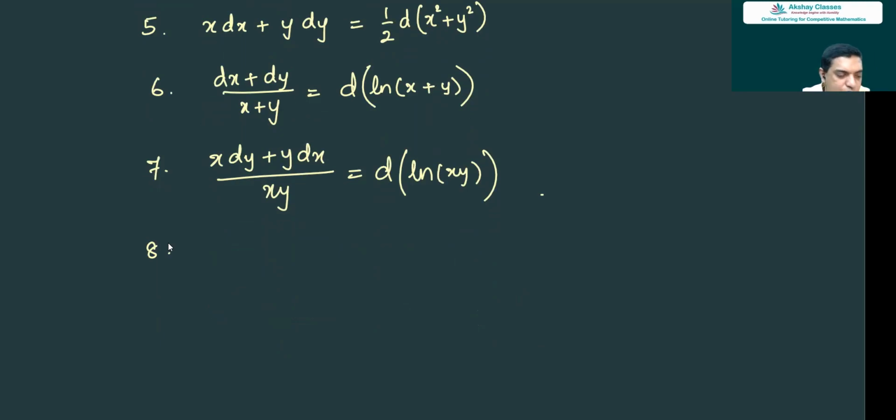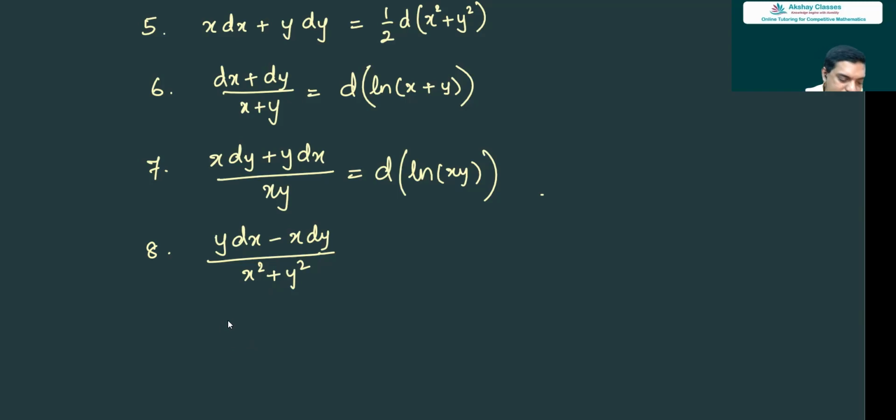Let's do one or two examples. There are a few more little complicated ones I'll give you. (y dx - x dy) upon (x square plus y square). Wow. So what will be this one? This immediately you cannot predict. You will have to write steps.